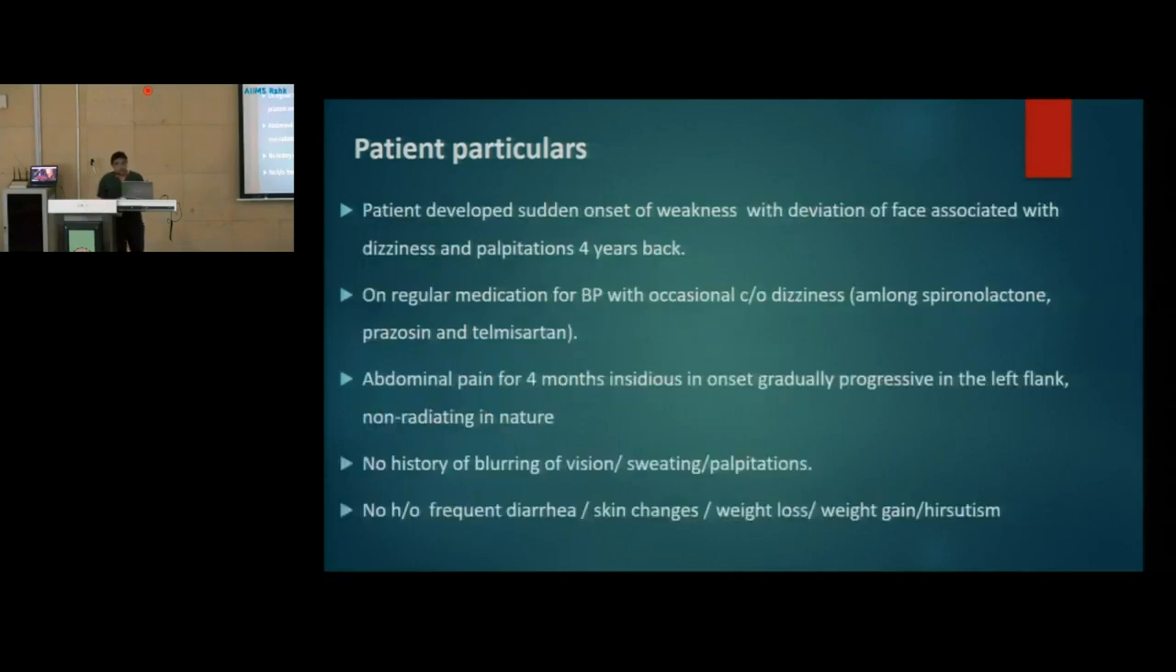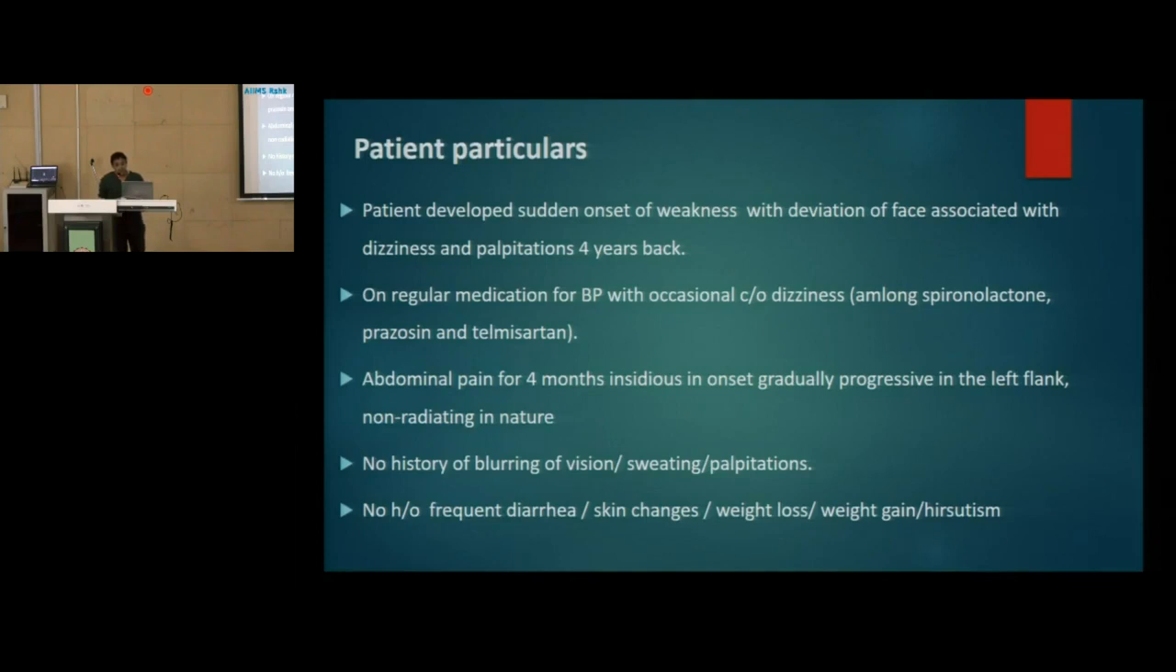In the past history, the patient had a sudden onset of weakness with deviation of face associated with dizziness and palpitation, an episode 4 years back. For that, she took treatment at an outside local hospital where she was started on antihypertensives and her symptoms resolved after 10 days. She didn't undergo any workup for that. And this time she presented with abdominal pain.